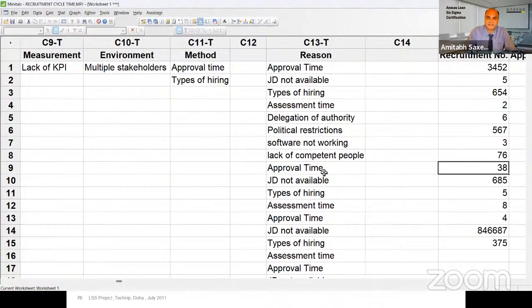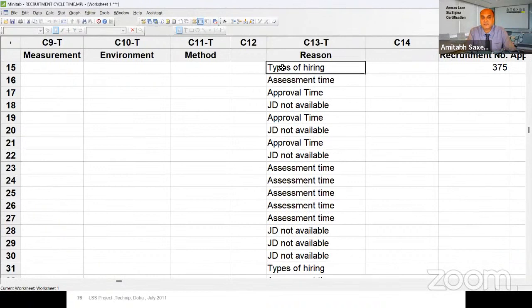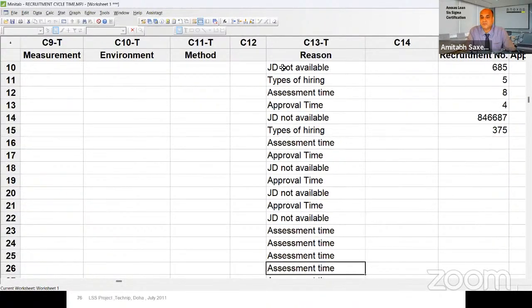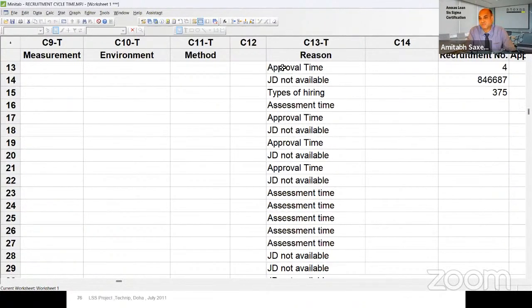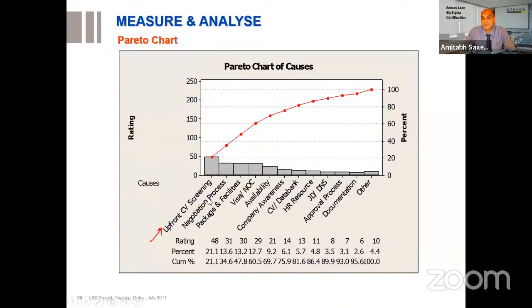Actually, I collected the data, most of the reasons. I counted the reasons for each of the delays, and you see all these reasons listed here: approval time, JD not available. So the Pareto chart will count the number of times a particular reason appears and arrange them in descending order. In project management, it is highly useful. In operations management, this is also highly useful.